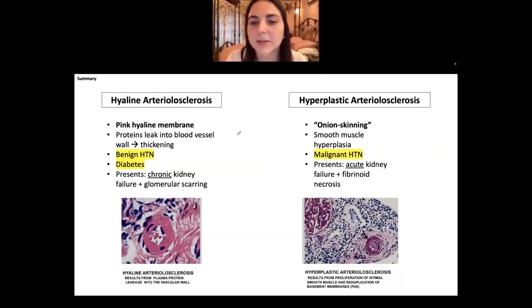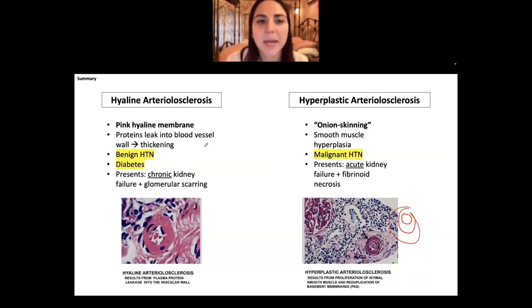Here's your summary, your compare and contrast. Again, try to see as many pictures as possible because this is one of those things they can ask you to identify. A lot of the times, though, which is nice, they'll stick to the very thick pink hyaline for the hyaline versus the more circular-looking ones for the hyperplastic.